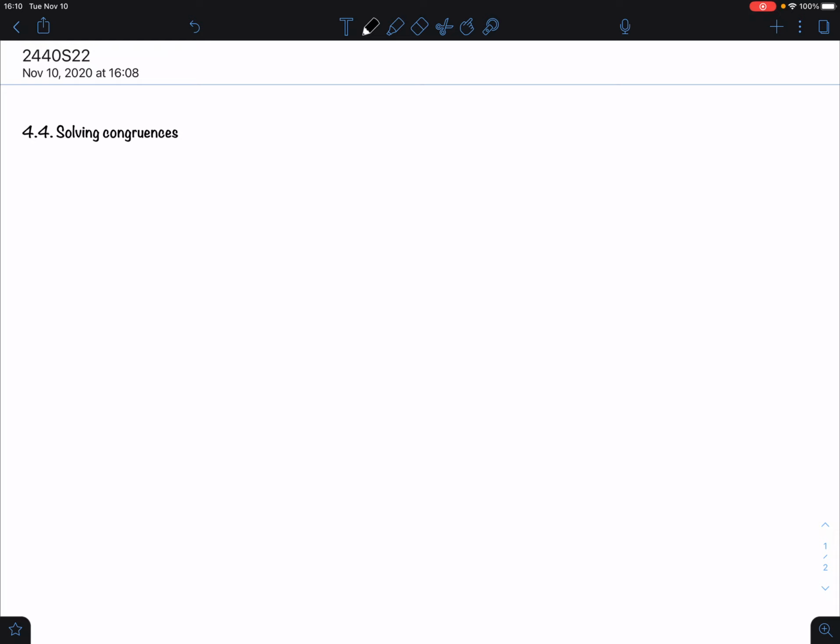And the title of this section is, it's a bit of a hodgepodge of stuff, but one of the main things that we'll do is so-called solving congruences. What is congruence? That refers to this mod.